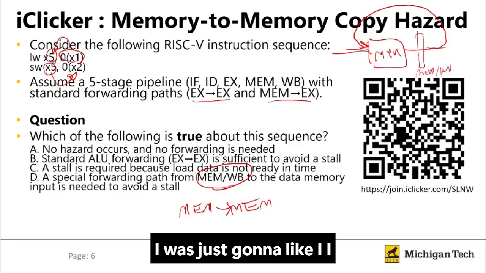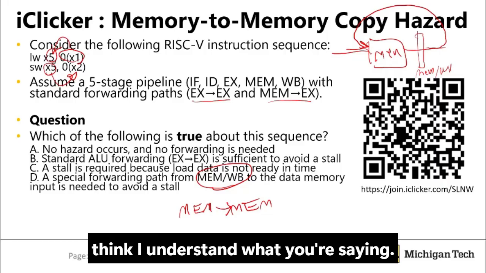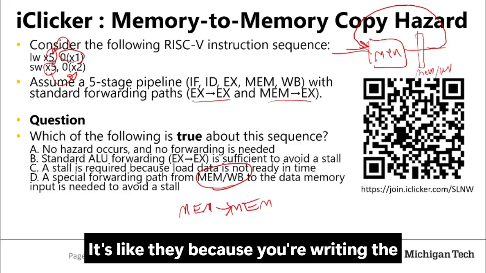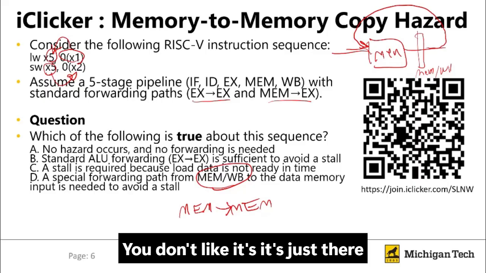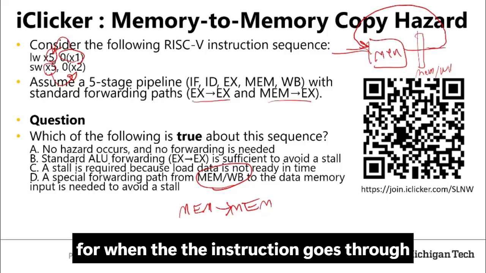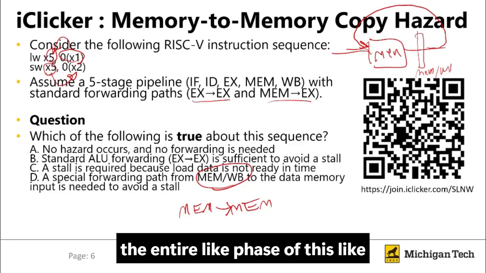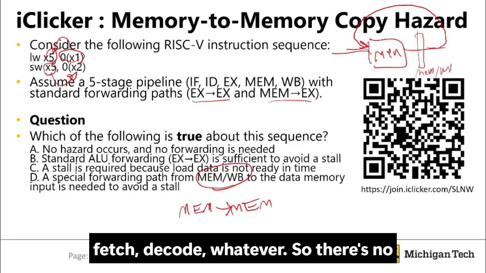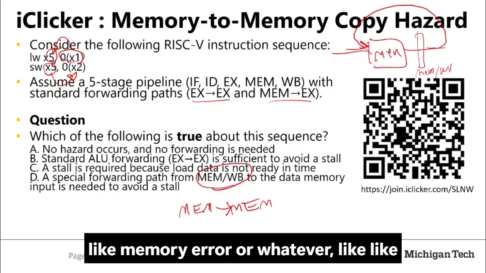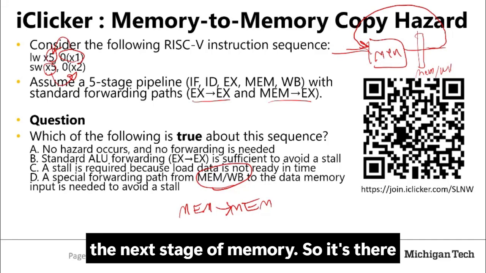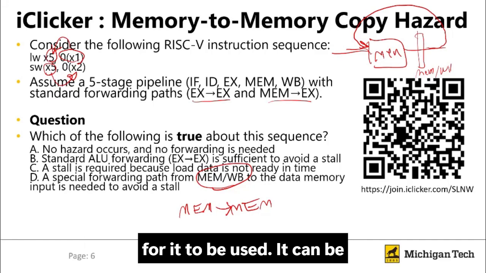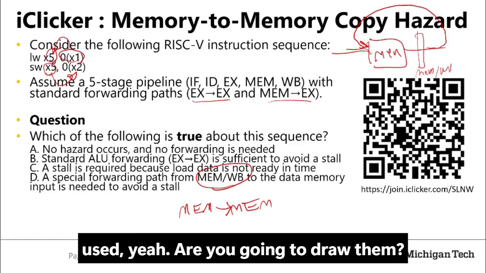I think I understand what you're saying. Because you're writing the x5 into the next instruction, it's just there for when the instruction goes through the entire phases of fetch, decode, whatever. So there's no memory error or whatever. The data is taken from that memory to the next stage's memory, so it's there to be used. It can be used, yeah.